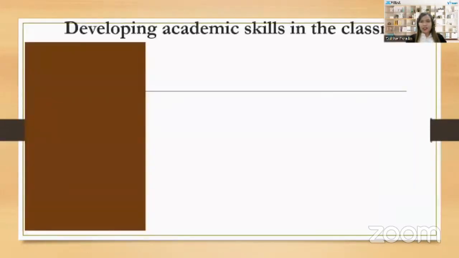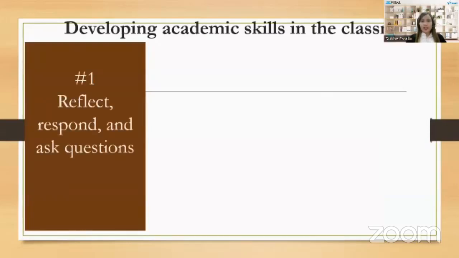The following are suggestions on how we could improve our teaching of academic skills in the classroom in order to help our students succeed not only in school but also in real life. First, the first strategy is to allow our students to reflect, respond, and ask questions. Now, what exactly do we mean by these? What are the activities that we could have our students do so that they would have the opportunity to reflect, respond, and ask questions?